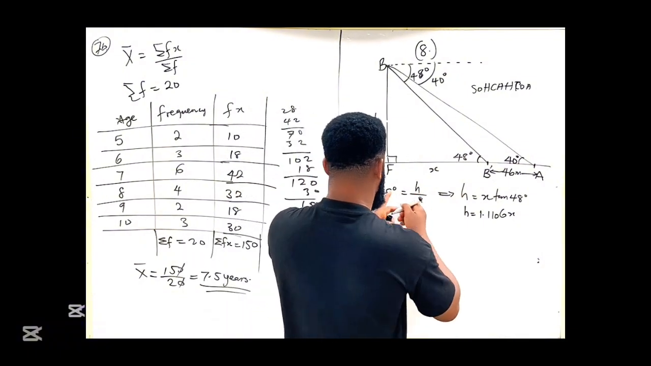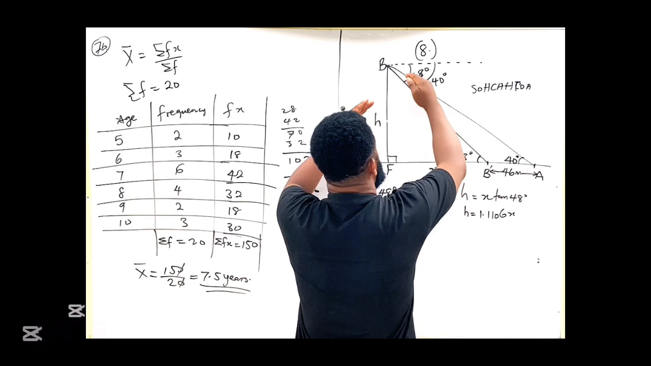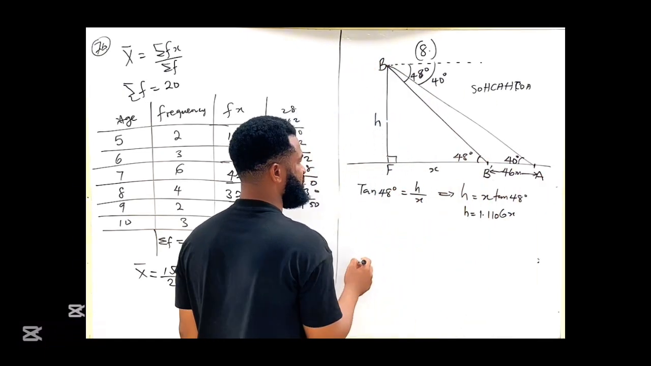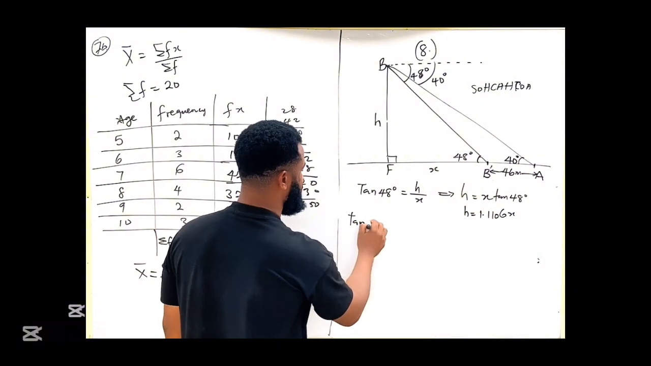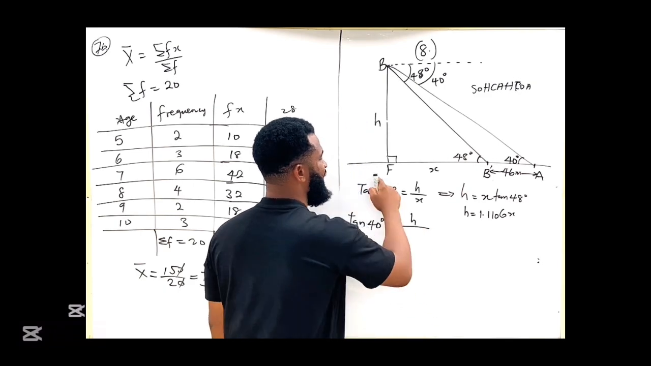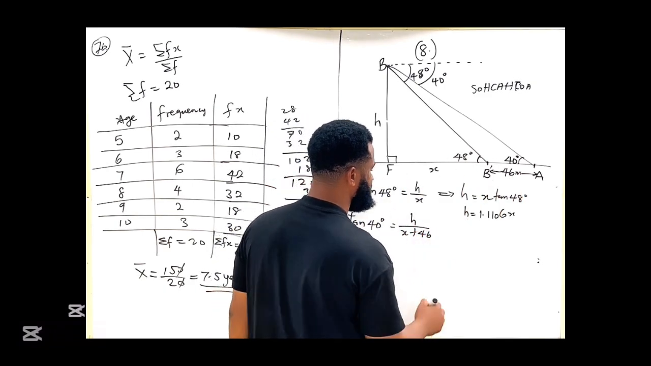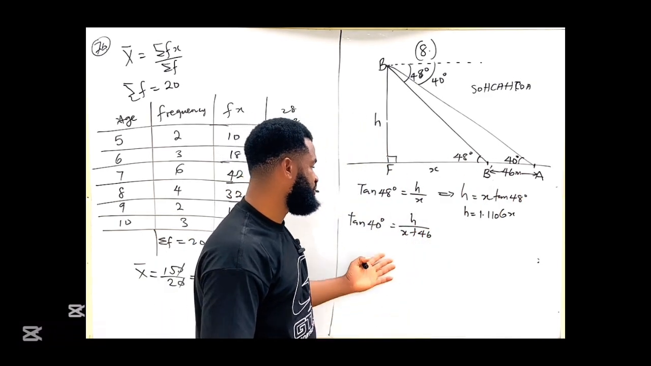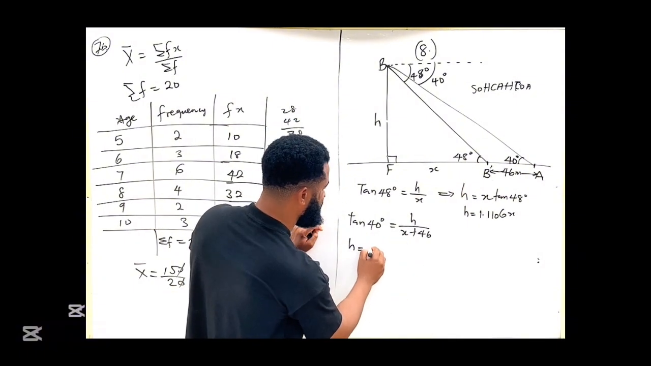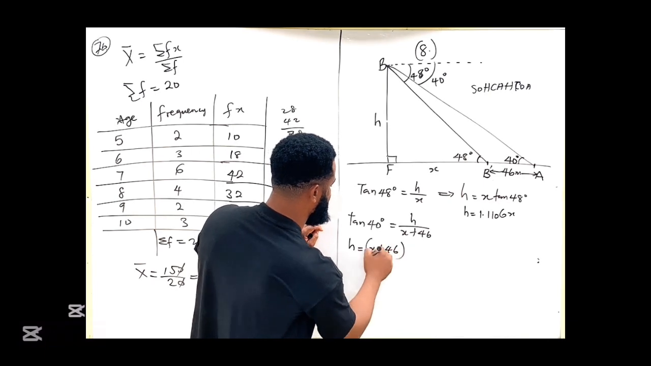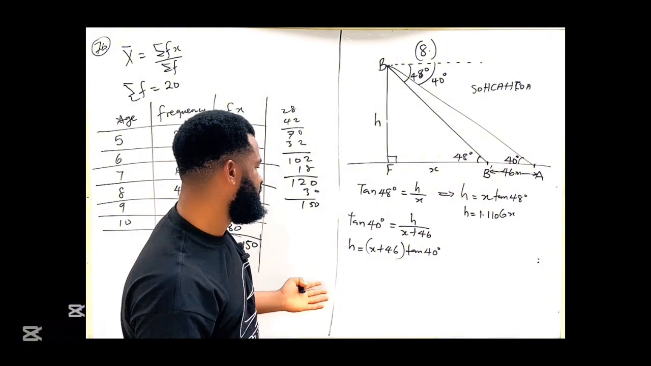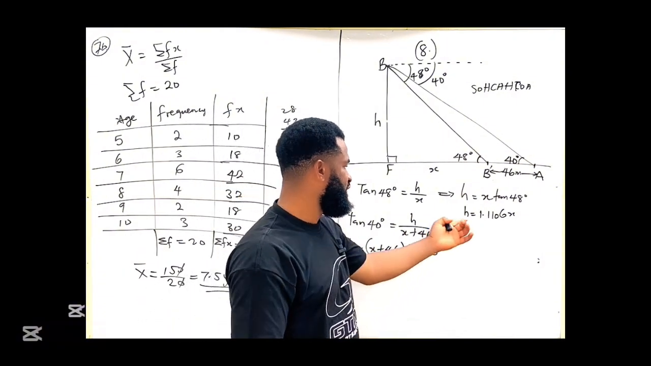So the next, I'll ignore that there is no line here. I'll look at the whole triangle BAF. So I'm going to have 40 there. I will say tan 40 degrees is opposite, which is same height, all over adjacent, which is x plus 46. Now, this is for you to have uniformity. And that is h is equal to (x plus 46) tan 40.